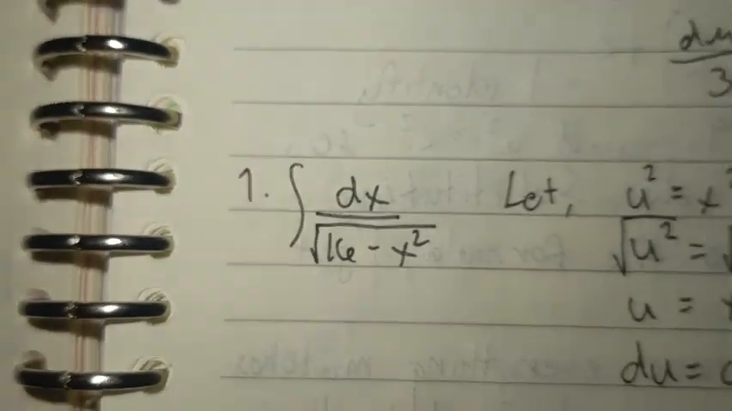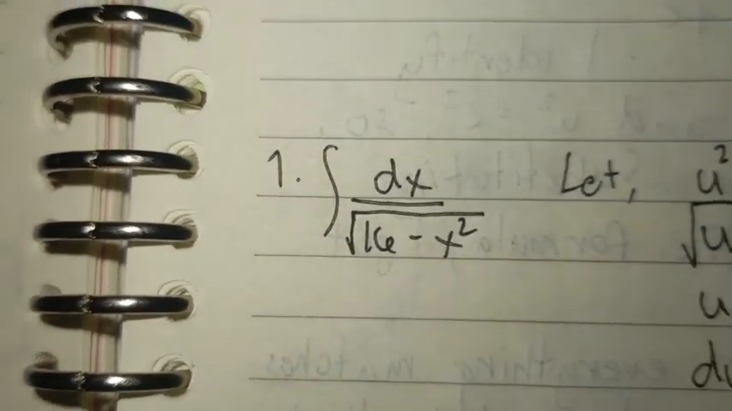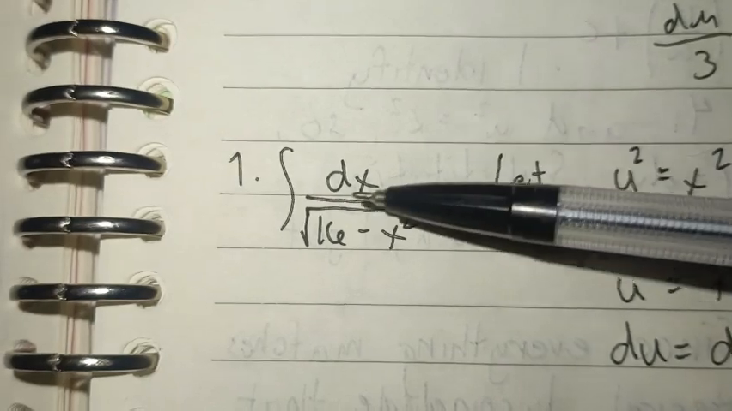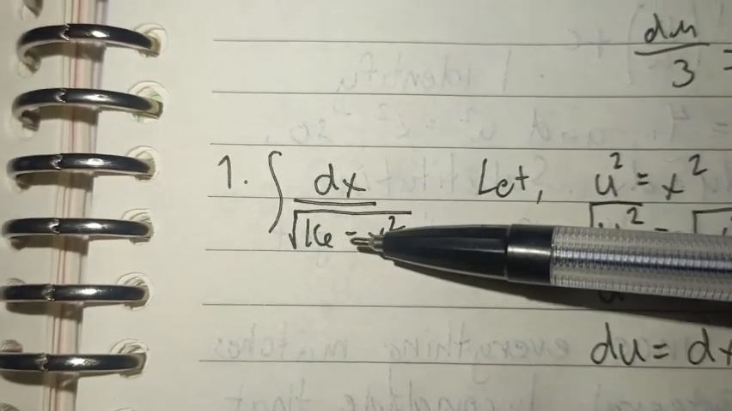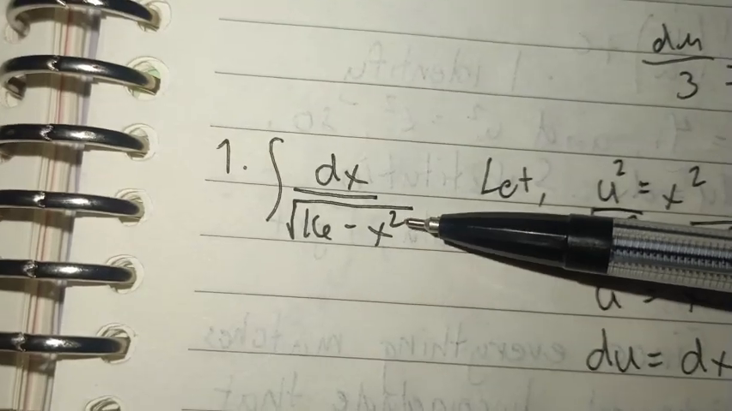Hey everyone, today we're going to solve an integration problem. So first is get the integration of dx over 16 minus x squared. So what we're going to use is u substitution.